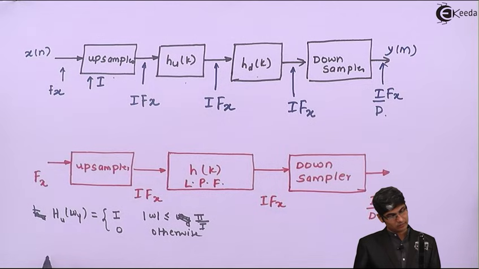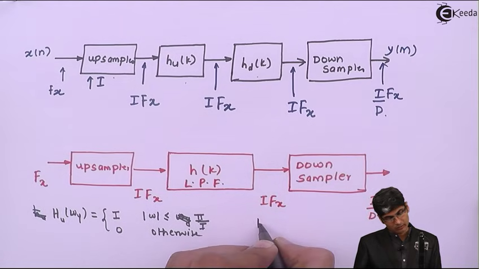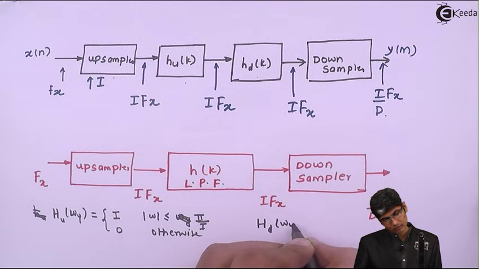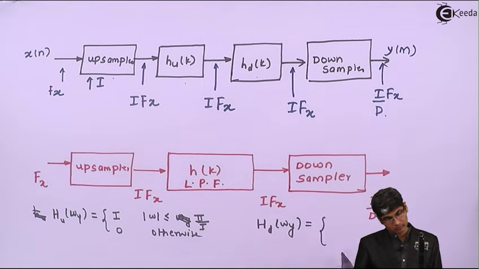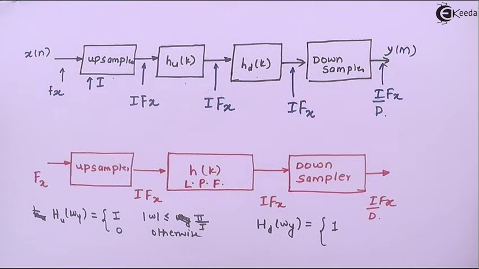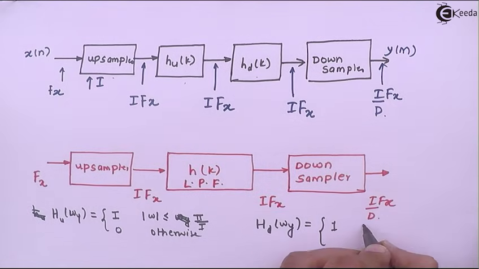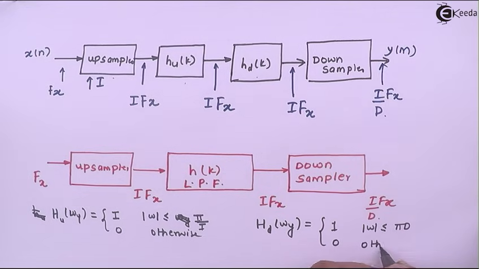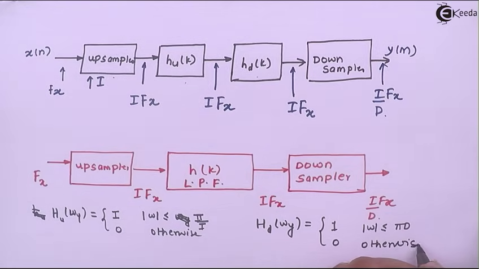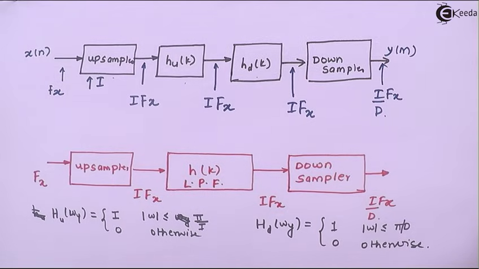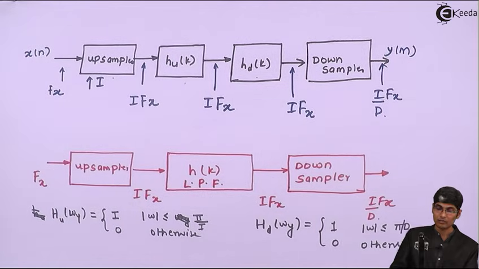Okay, and if I consider HD of omega y, because we both are operating at the same factor, so let's say 1. Let's say the pass band is unity for mod omega less than or equal to pi over d, and is 0 otherwise.